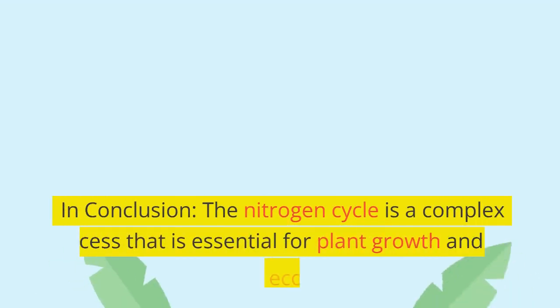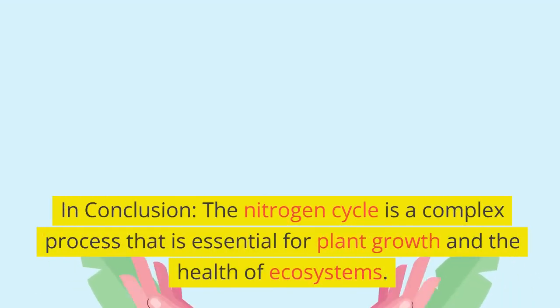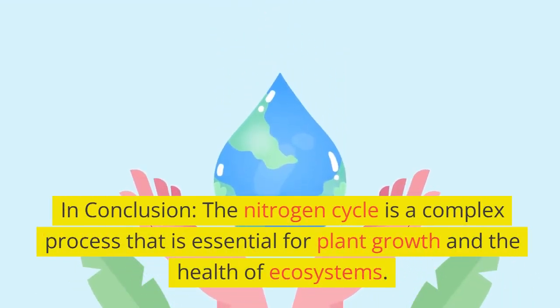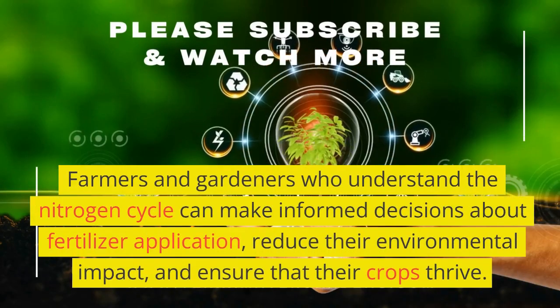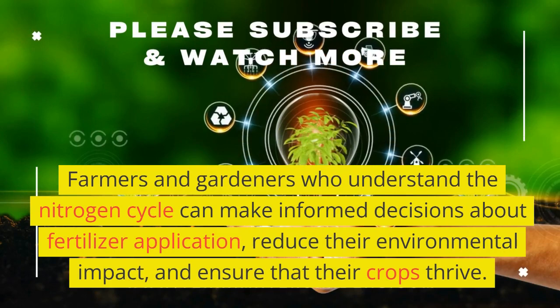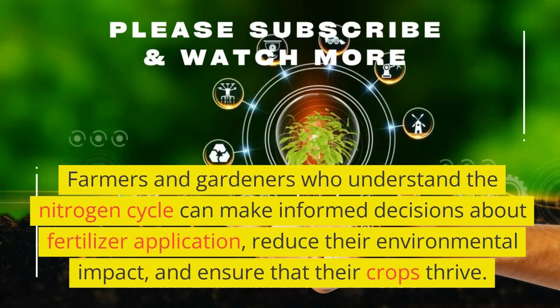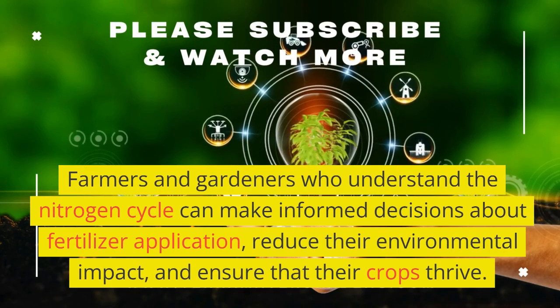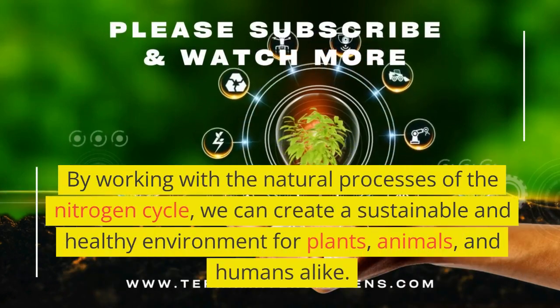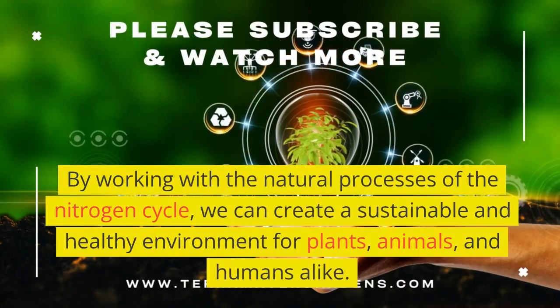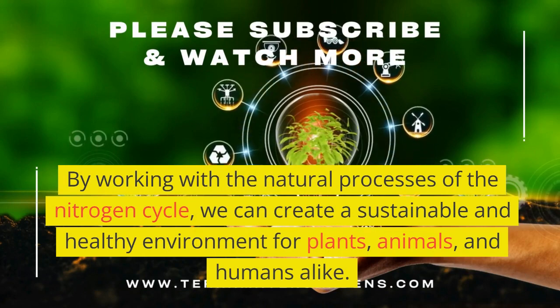In conclusion, the nitrogen cycle is a complex process that is essential for plant growth and the health of ecosystems. Farmers and gardeners who understand the nitrogen cycle can make informed decisions about fertilizer application, reduce their environmental impact, and ensure that their crops thrive. By working with the natural processes of the nitrogen cycle, we can create a sustainable and healthy environment for plants, animals, and humans alike.